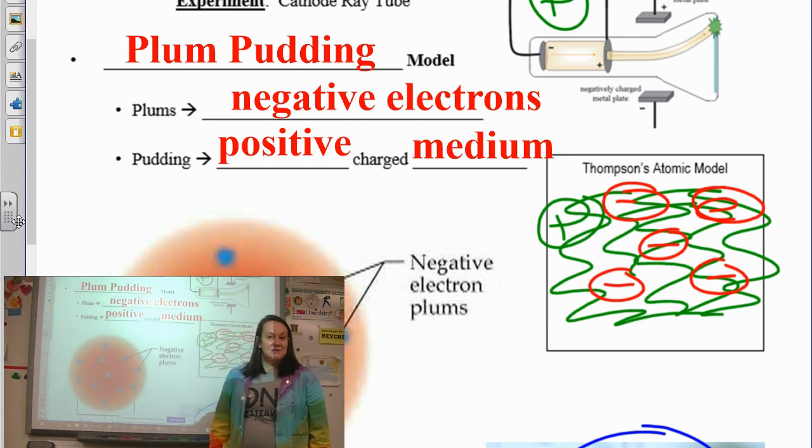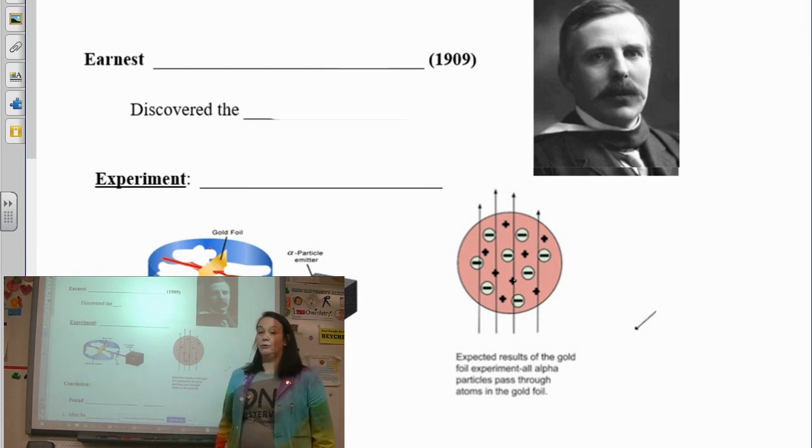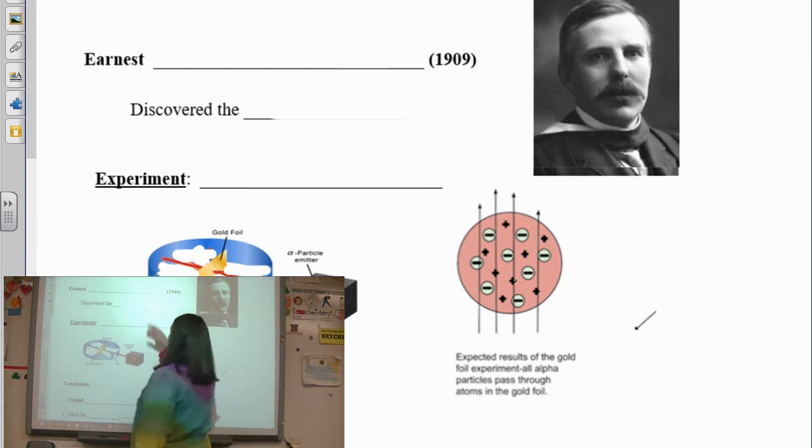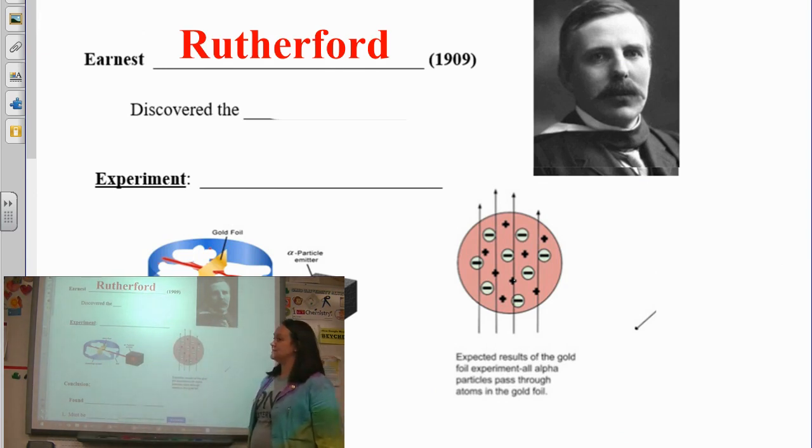So scientists are always trying to test theories and make sure that everybody is correct in what they're saying, and another scientist came along, and he is very famous. If you've heard anything about the history of the atom, you probably have heard of Rutherford. Rutherford did what's called the gold foil experiment. So his name is Ernest Rutherford. He was working in the early 1900s.